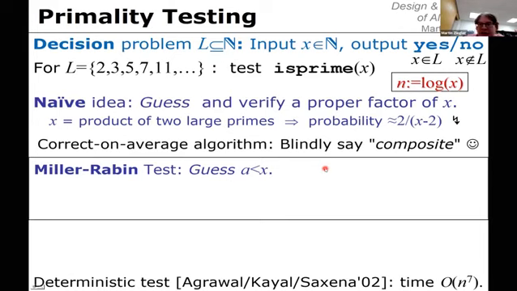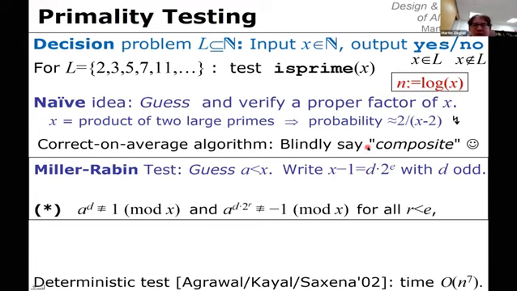Just sample such a number, maybe bitwise, using coin flips to guess the first bit of a, second bit of a, and so on. And then let's decompose x minus 1, the input minus 1, into its even part and its odd part. So the even part means we look at how many powers of 2 divide x minus 1 and denote by e the number of these powers of 2. And the rest, which is not divisible by 2 anymore, which is an odd number, we will denote by d. So this is the decomposition of x minus 1 into its even and odd part.